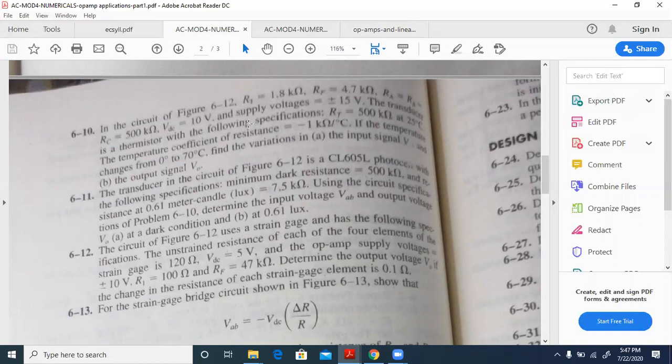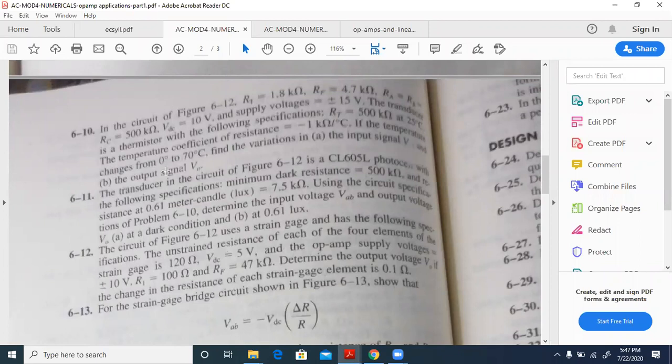VDC is 10 volts. Supply voltage is plus or minus 15. The transducer is thermistor with the following specification. RT equal to 500 kilo ohms, same as RA, RB, RC at 25 degrees centigrade. The temperature coefficient of resistance is minus 1 kilo ohm per degree centigrade.